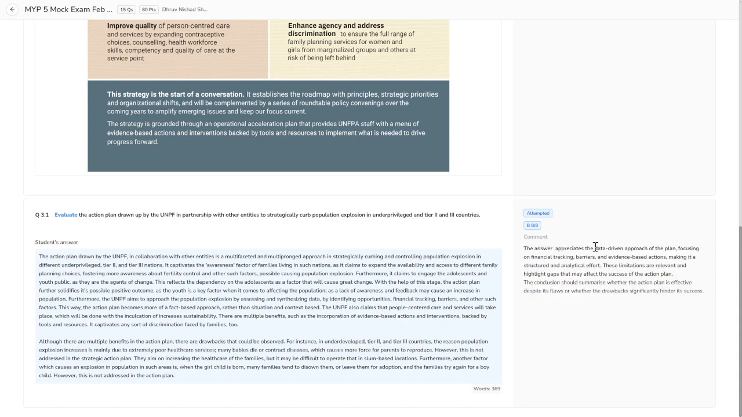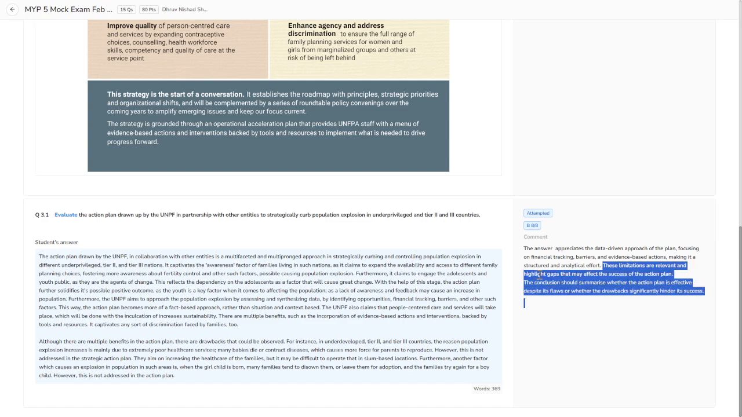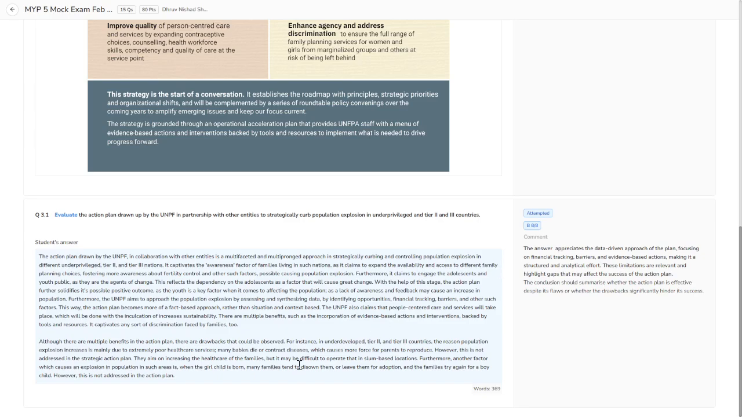The answer appreciates the data-driven approach of the plan, focusing on financial tracking, barriers, and evidence-based actions, making it a structured and analytical effort. These limitations are relevant and highlight gaps that may affect the success of the action plan. The conclusion should summarize whether the action plan is effective despite its flaws or whether the drawbacks significantly hinder its success. So this was a major blunder by me, even though I had 20 minutes free after I completed the entire paper. We get 2 hours, but I completed the entire paper in 1 hour and 40 minutes. But I did not write a thorough conclusion, such as this action plan is good, but it has these limitations, which I should have done.